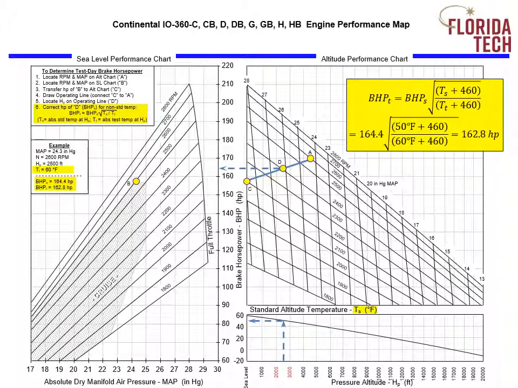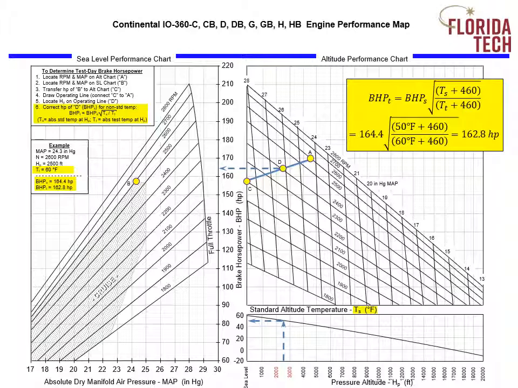The last step then is to get the brake horsepower of our test day. To do this, we use the brake horsepower of the standard day we just found, 164.4, and then we have to use the equation where we plug in the standard temperature for 2,500 feet altitude and then what we recorded for our test temperature at 2,500 feet altitude.